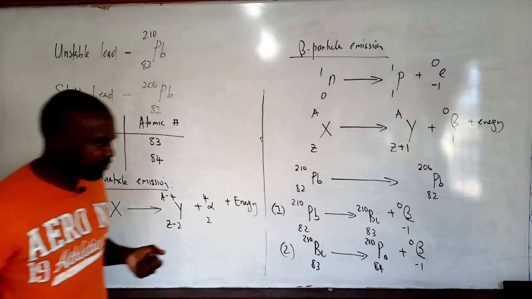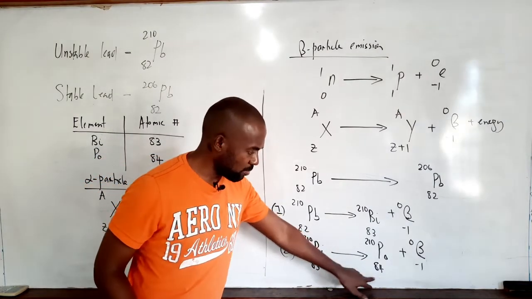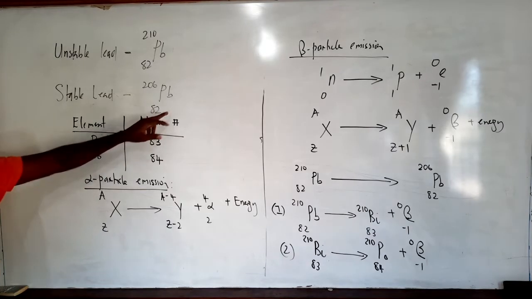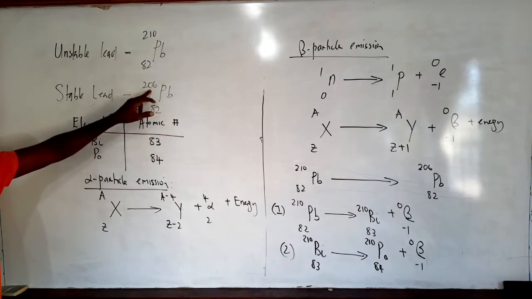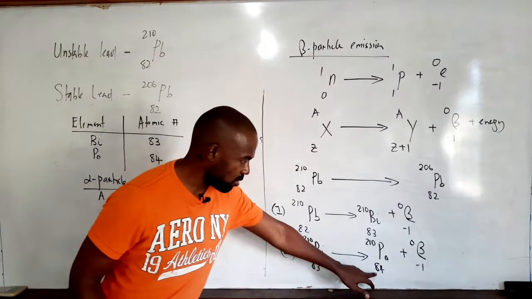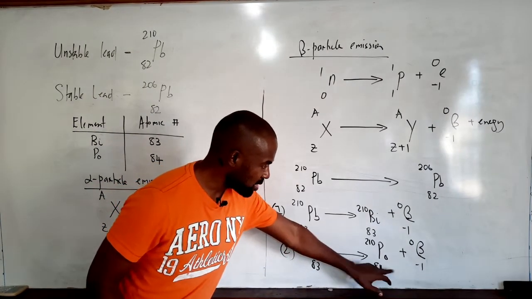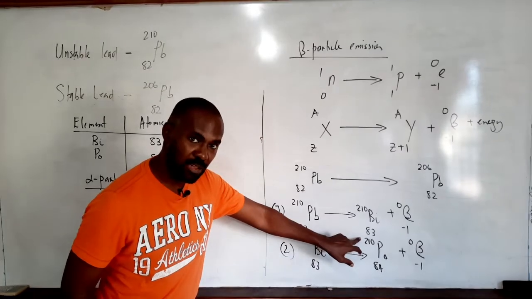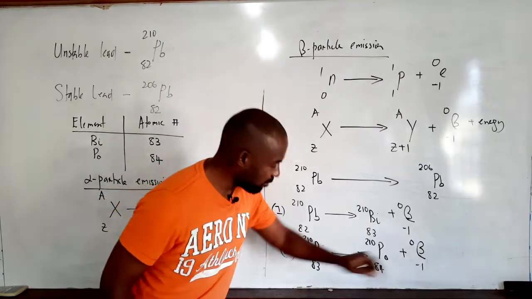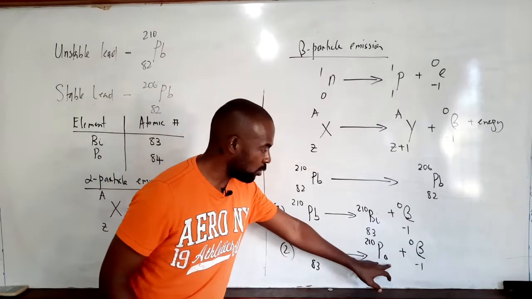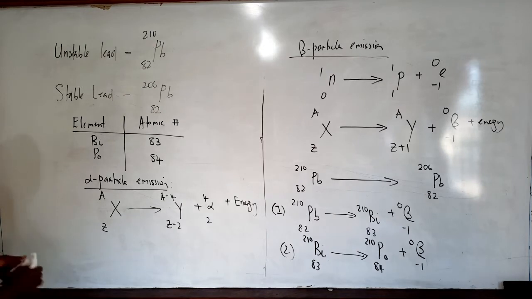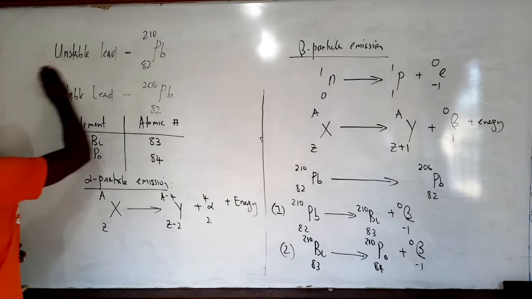Now, how do we go from polonium with a proton number of 84 and a mass number of 210 to stable lead with a proton number of 82 and a mass number of 206? If we compare the numbers, we see that the proton number must decrease by 2 and the mass number must decrease by 4. Therefore, an alpha particle must be emitted by polonium in order to produce stable lead. So I'll make some space for that.